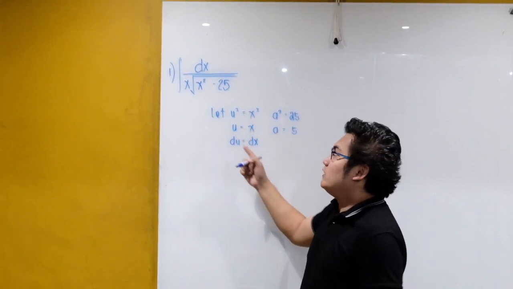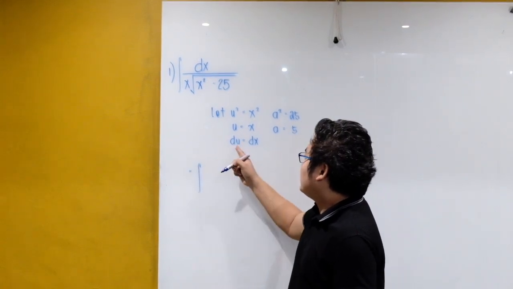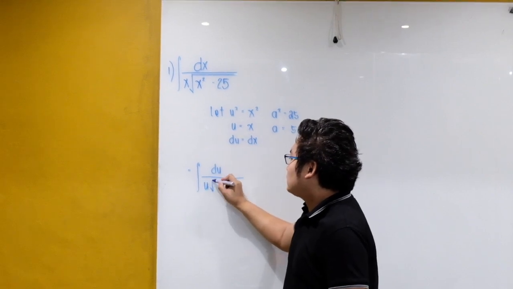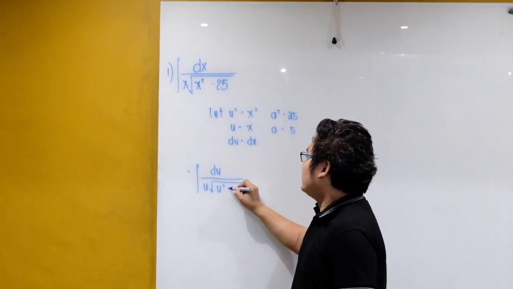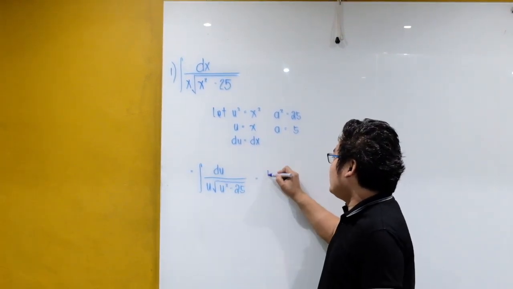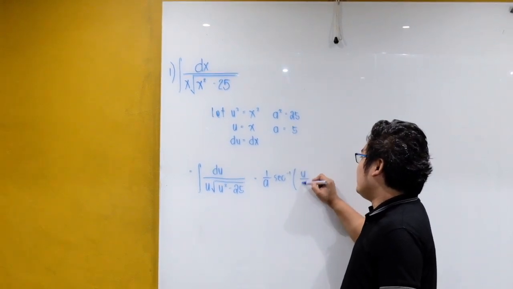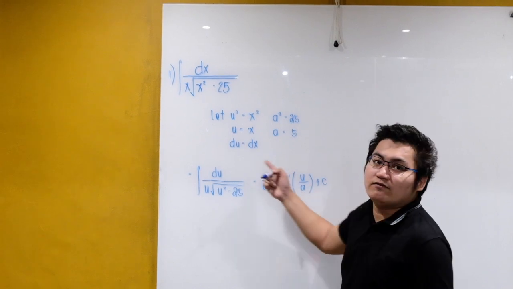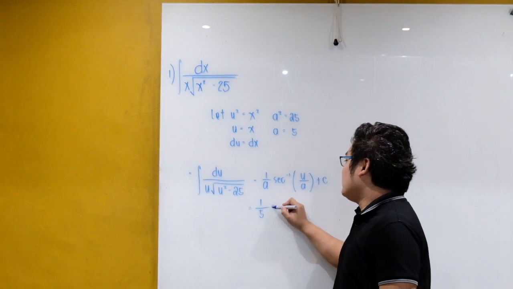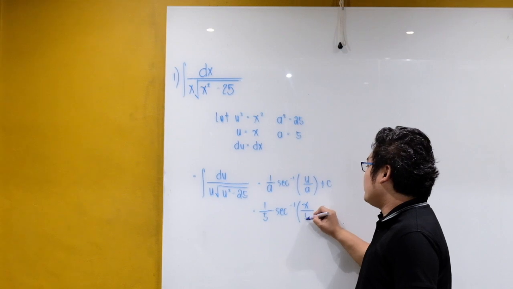So applying the variable in our original equation, our integral now will become the integral of du over u multiplied by the square root of u squared minus 25. So this integral is equivalent to 1 over a secant inverse of u over a plus c. So substituting the values for u and a, the integral now is 1 over 5 multiplied by secant inverse of x over 5 plus c.